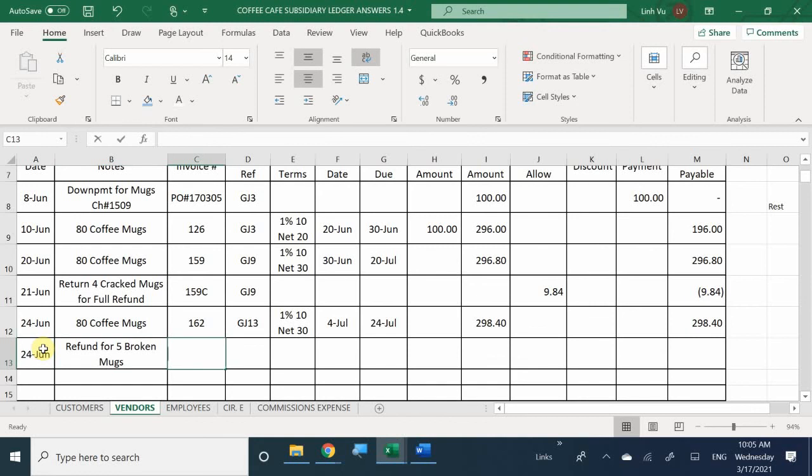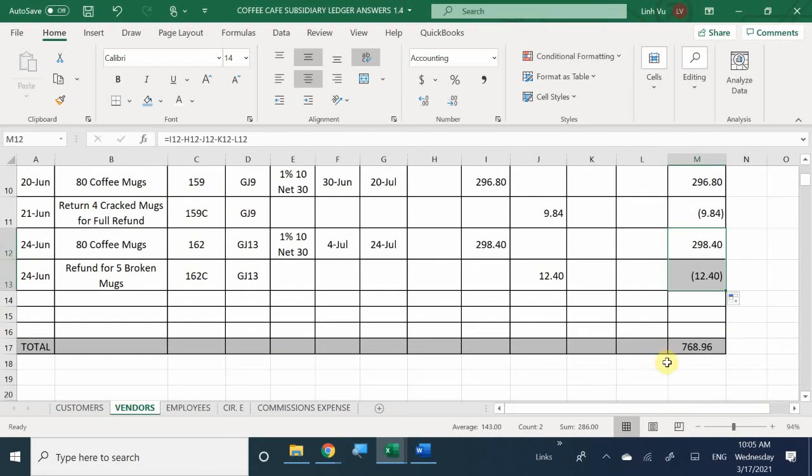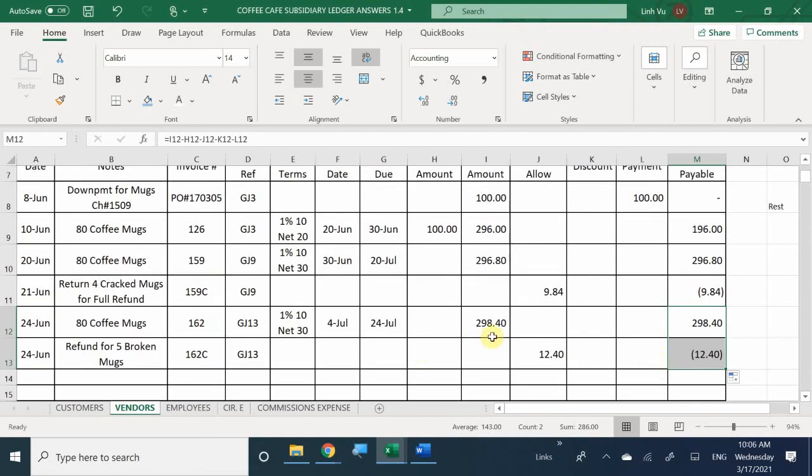Okay, once again, 162C for the credit. General Journal 13. And we can go ahead and go forward, and this is a return and allowance for $12.40 to reduce the entire account balance to now $768.96. So again, if you want to figure out the invoice's amount, if you are ever going to go pay for it, you just do a quick calculation on the side.